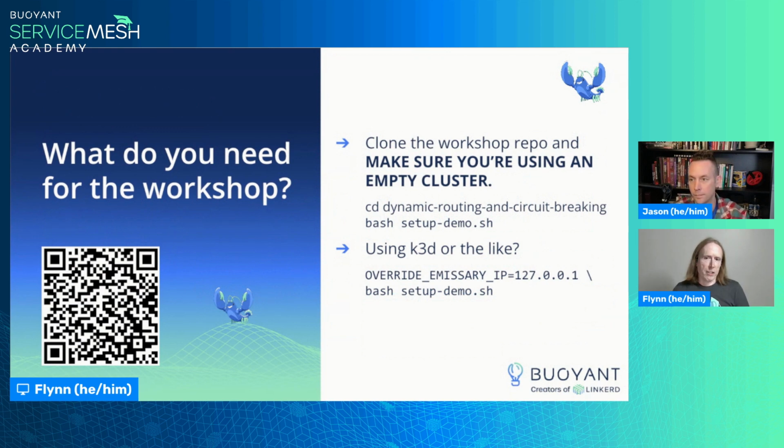If you forget the override emissary IP business, it'll still run. It'll just get to the end and complain about nothing really coming up. It's okay. Just point a browser at localhost/spaces and you'll be good to go. And that URL is in the README in that directory as well.